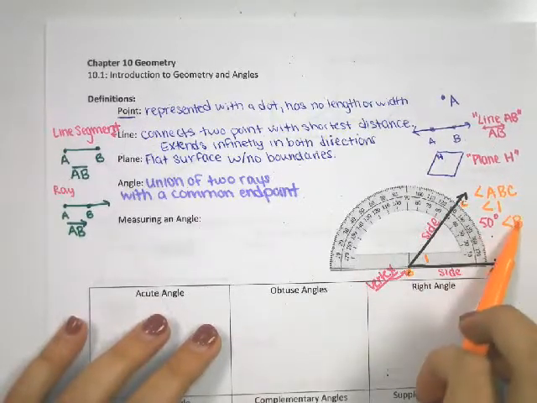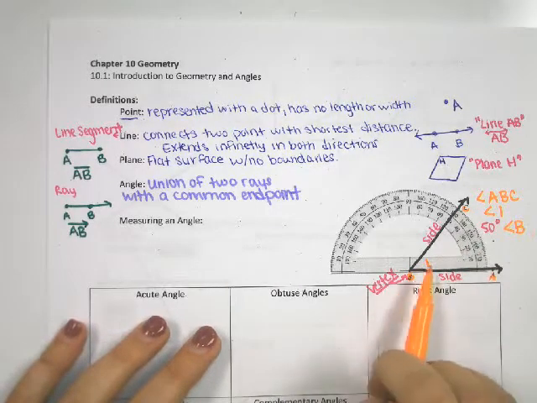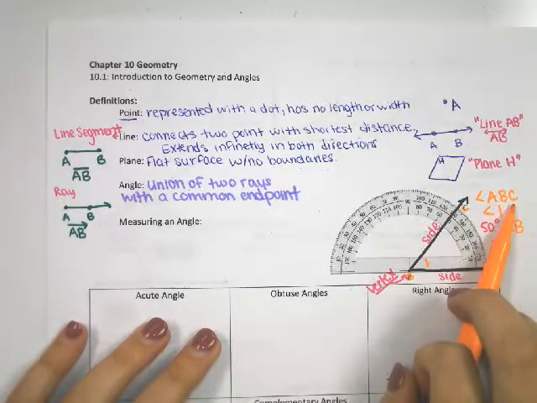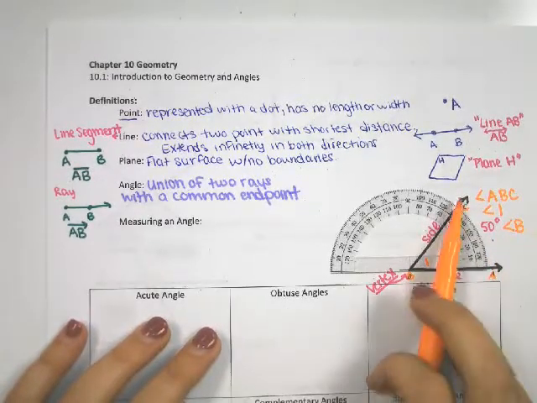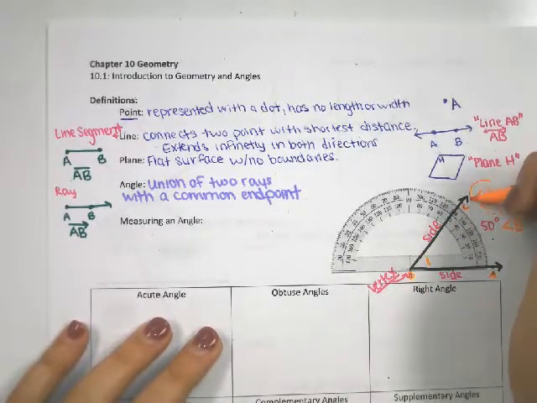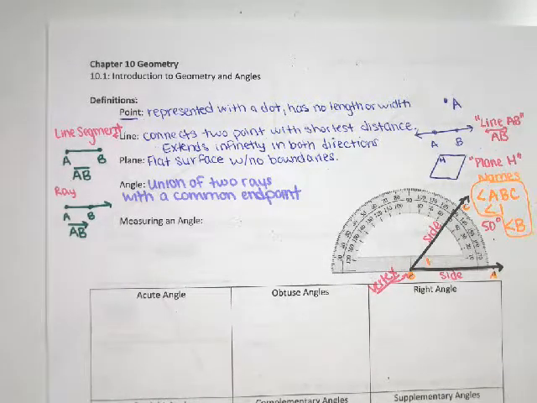So you can name an angle off of its vertex, which is B. You can name an angle with a number if it's labeled with a number. Or you can name an angle with 3 points, A, B, C, making sure that you're going around the angle. But these 3 are all names for that angle. And you'll see them named in lots of different ways.